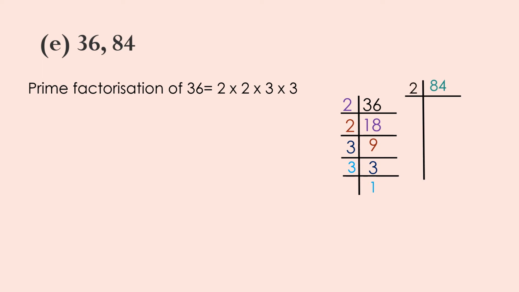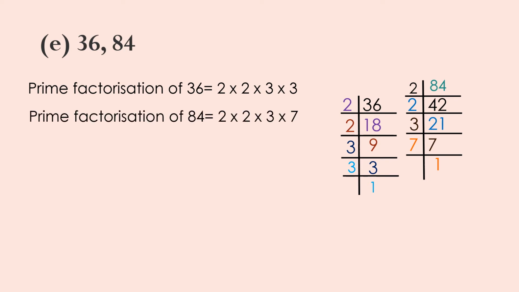So start from 2, 4 2s are 8, 2 2s are 4, 42. Now 2, 2 2s are 4, 1 2 is 2. So 21 into 2 is equal to 42. 3 7s are 21, 7 1s are 7. So 2 into 2 into 3 into 7 is the prime factorization of 84.